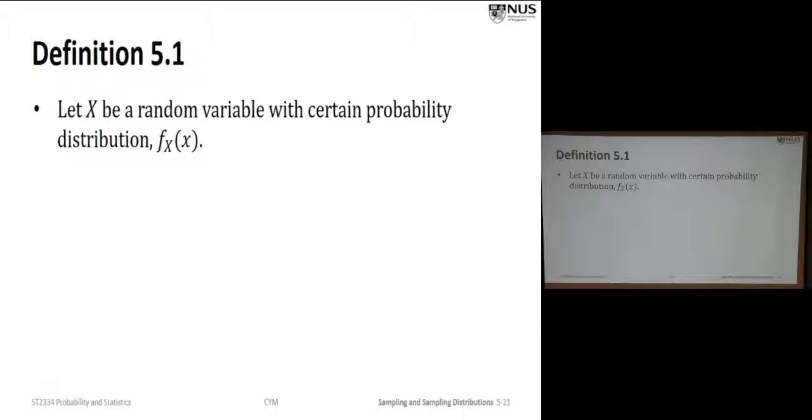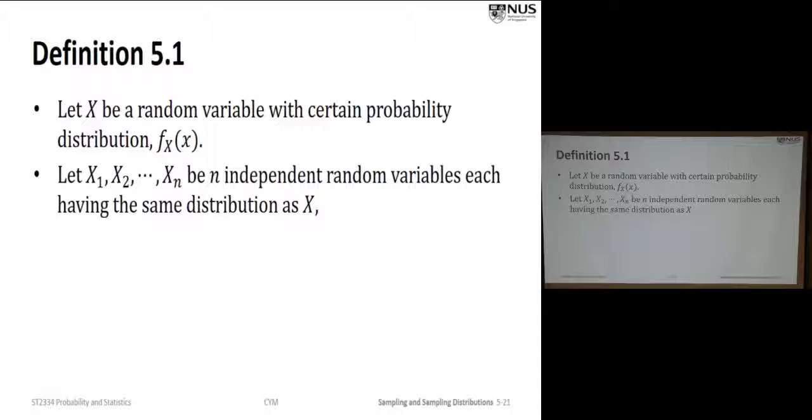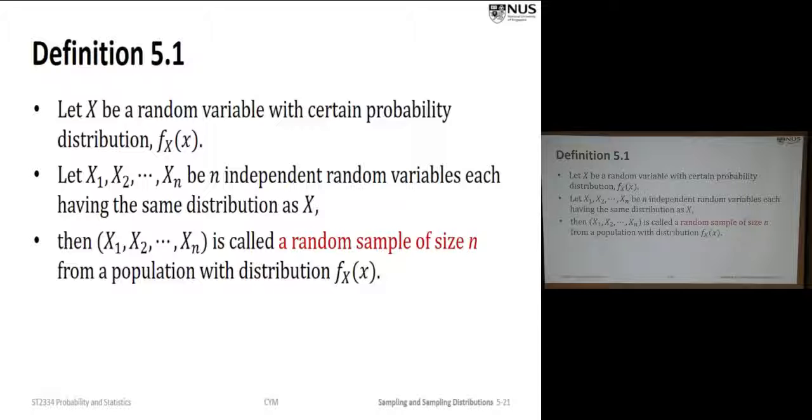So if X is a random variable from a certain distribution, and X1 up to Xn are independent random variables, each having the same distribution as X, then we say that X1 up to Xn is a random sample of size n from this population. Remember the first line simply says that you can consider you have an infinite population. How do we describe this infinite population? It is described by this f of x, the probability function or probability distribution.